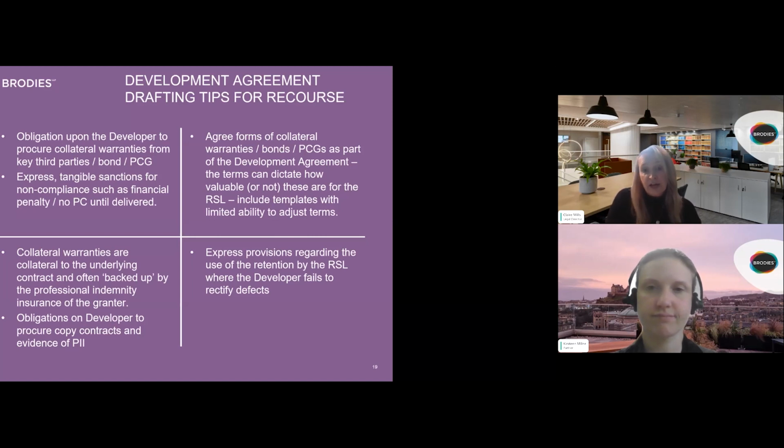And if you are going to have a retention, there should be express provisions within the development agreement regarding use of that retention money by the RSL where the developer fails to turn up and rectify defects. So you might, for example, have a notification provision whereby if the developer fails to rectify the defects within X period, the RSL is entitled to rectify those defects itself and deduct the cost of doing so from the retention pot that would otherwise be payable back to the developer.